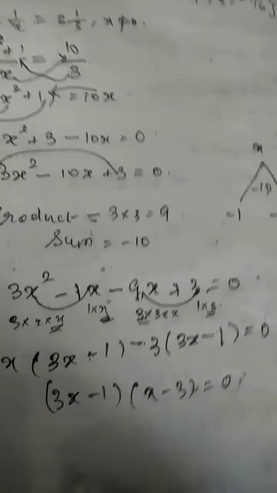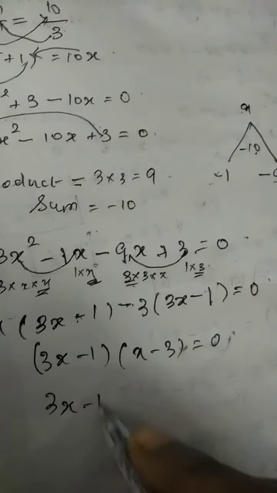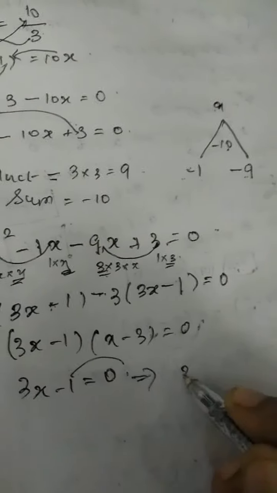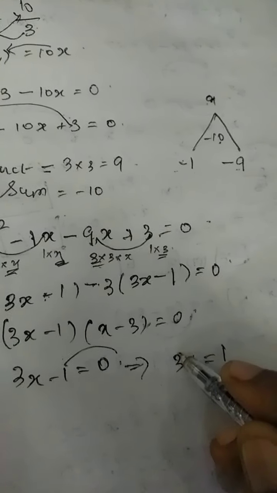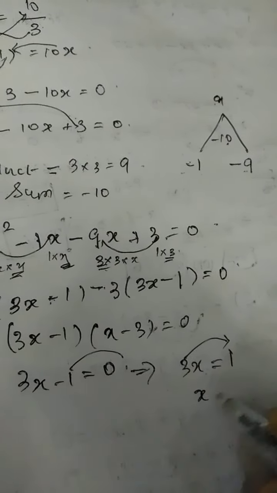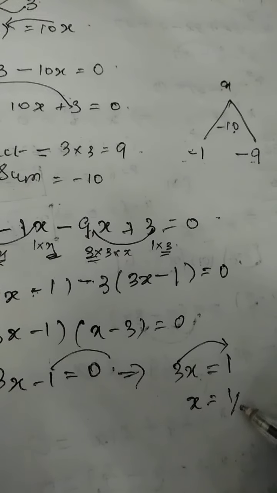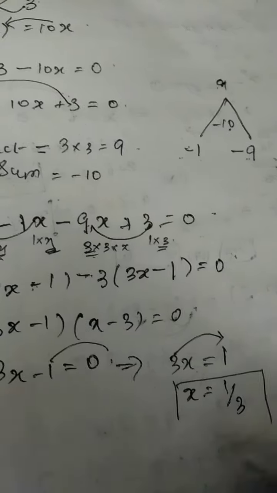Now equating to 0 separately. So 3x minus 1 equal to 0. Transpose your minus 1 to the other side. You get 3x is equal to plus 1. Next you transpose 3 to the other side. It is along with x, it is in product, so it will change into division. So your answer is 1 by 3.